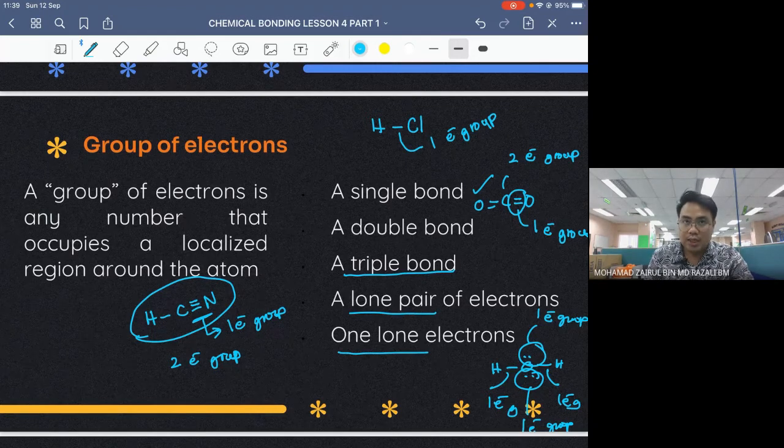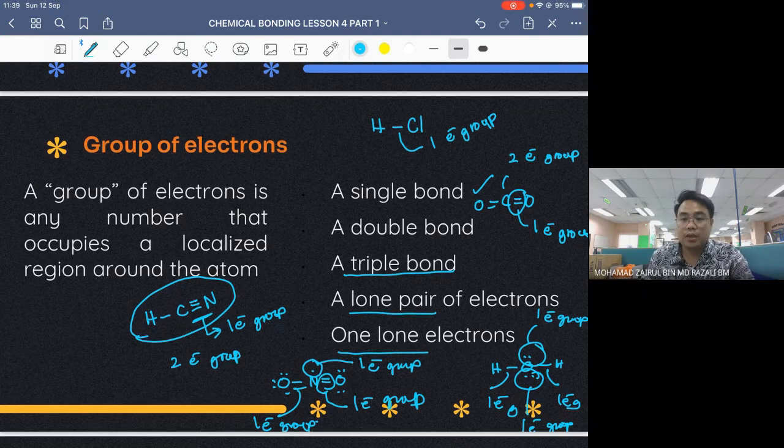So contohnya kalau saya ada NO2, if we draw the Lewis structure of NO2, kita akan dapat satu lone electron on the central atom. So one lone electron ini kita akan consider sebagai one electron group. Okay, so double bond kita consider sebagai one electron group. Single bond we also consider this sebagai one electron group. So the total number of electron groups in NO2, okay, is equal to 3.